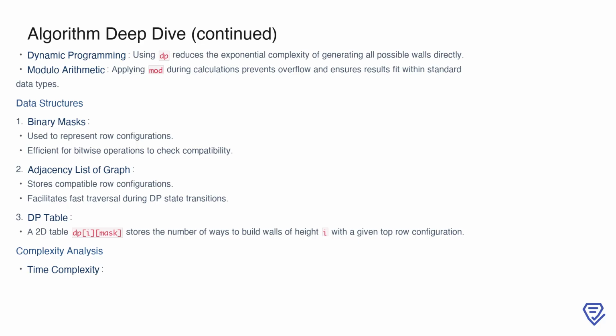The compatibility graph is stored as an adjacency list, which makes it easy to traverse and retrieve compatible configurations during the dynamic programming transitions. Lastly, the DP table itself is a 2D array where each entry DP[i][mask] represents the number of ways to build a wall up to height i with a specific top row configuration. These structures work together to efficiently manage both time and space while solving the problem.